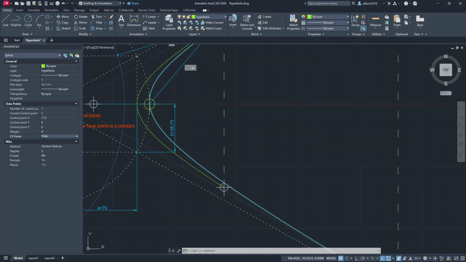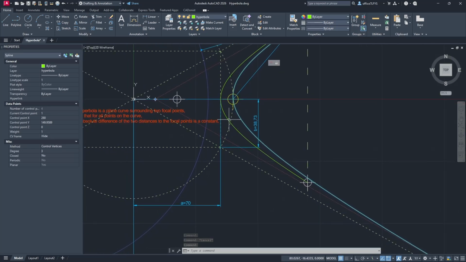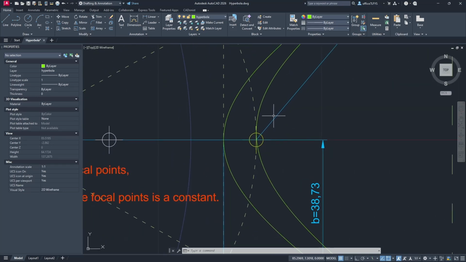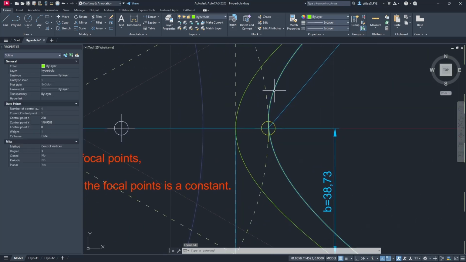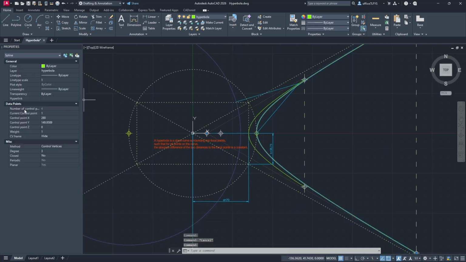You might notice the new hyperbola doesn't align perfectly with the first. Why is that? First, let's zoom in on our new hyperbola. It doesn't look as symmetrical as this one. It seems shifted upwards. I'll select it again. Take a look at what it says here. Data points, number of control points: 4.